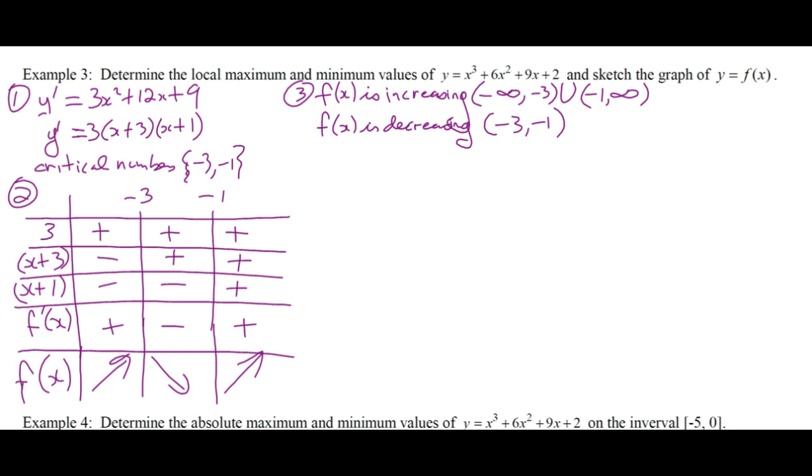Step 4 is, well, we need to determine the local maximum. So we know there's a maximum at -3. So we need to get f of -3, right? We have to now determine f at x. So step 4, determine f of x at the critical numbers.